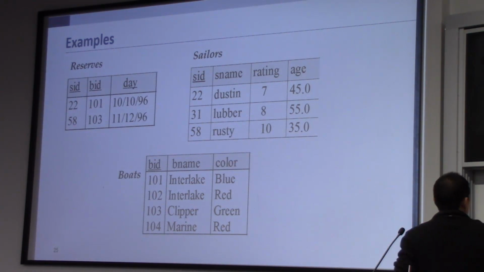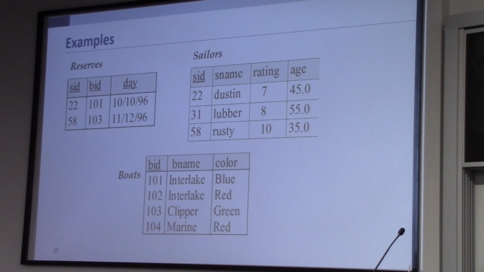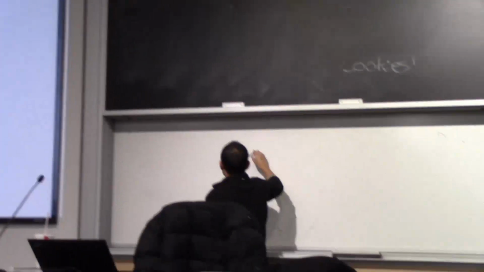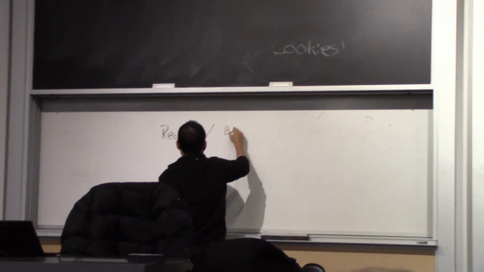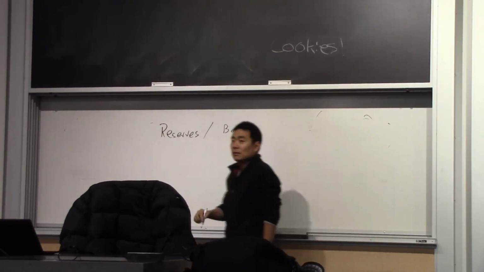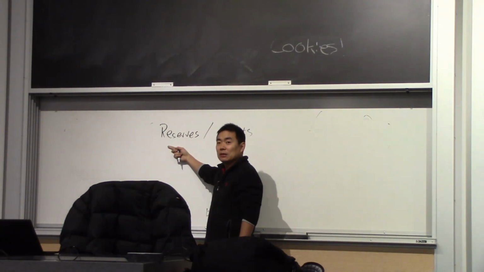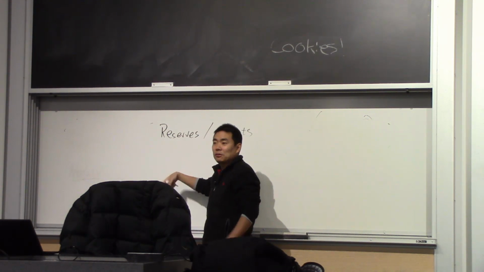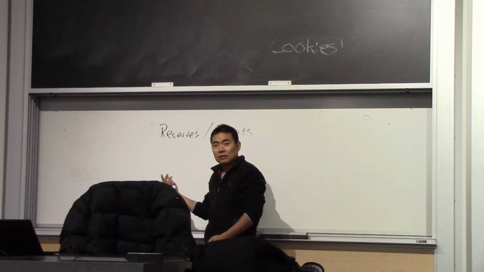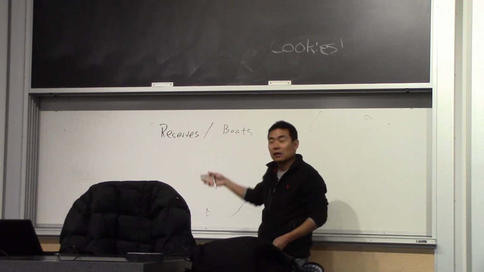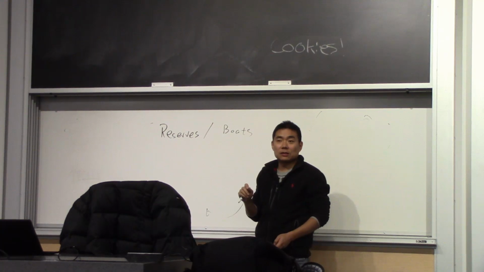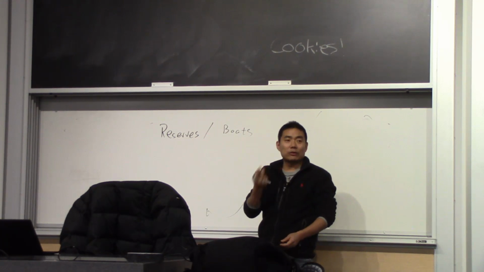So the first attempt, some of you might argue, okay, this is the same as that example, right? So I can just do reserve divided by boat. Every boat must pair with some reserve record for that reserve record to survive. So that means you have reserved all boats. Is that right or wrong? Is this expression here doing what we want to do?